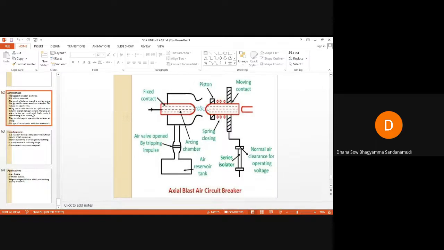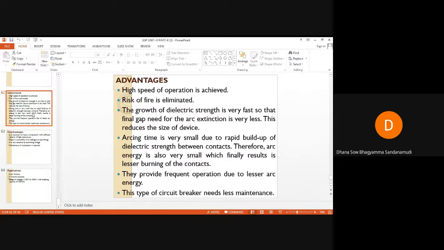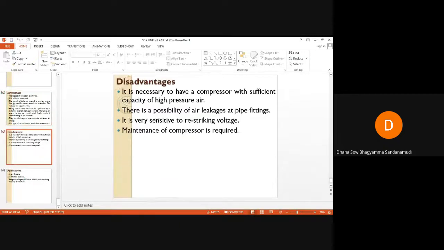There are some advantages. High speed operation is achieved, and fire risk will not be there. Growth of dielectric strength is very fast. Arcing time is very small. It provides frequent operation due to lesser arcing energy. This circuit breaker requires less maintenance. These are all the advantages.